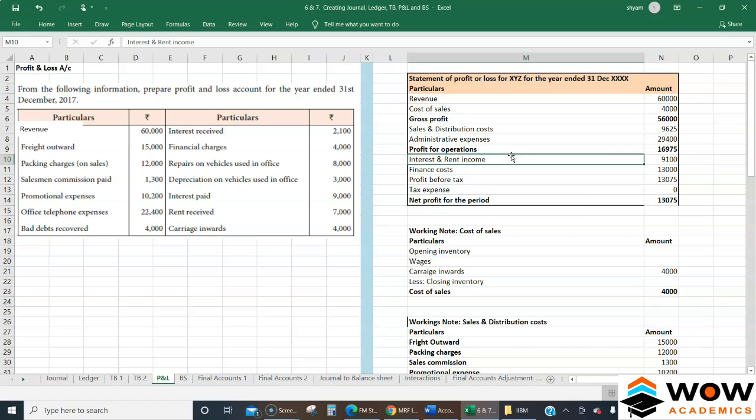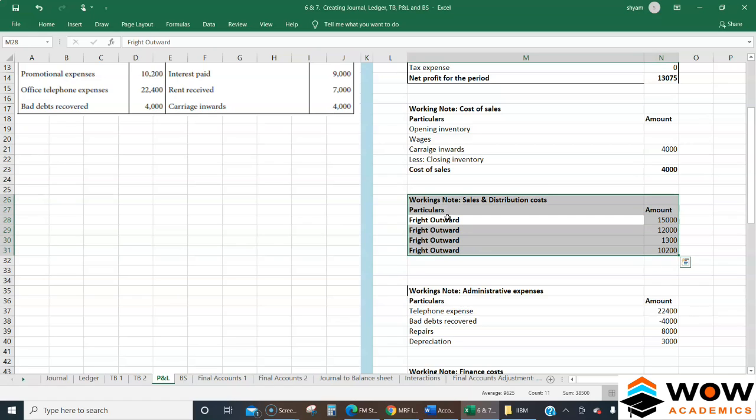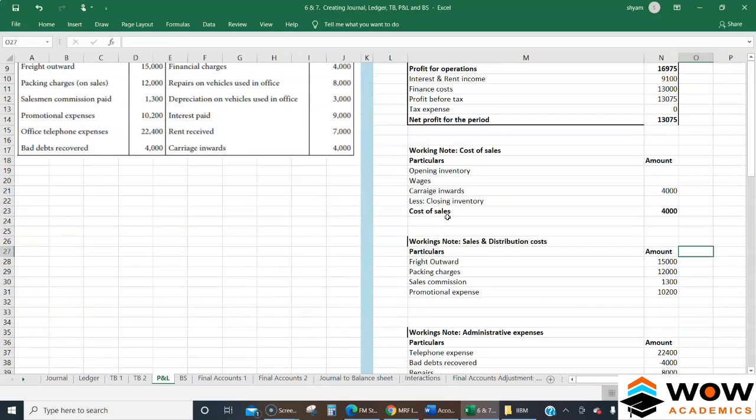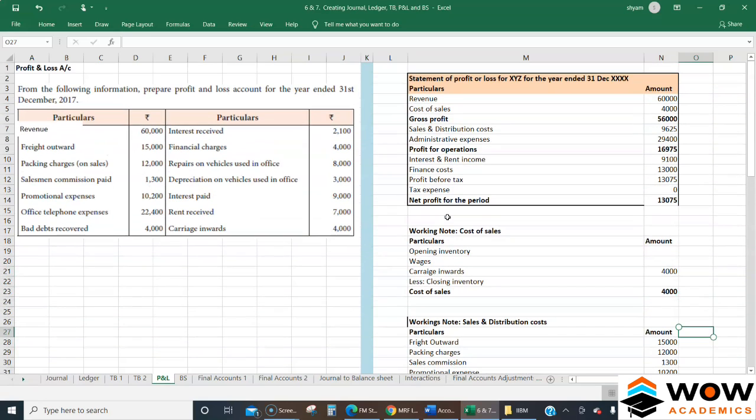Okay, so the IFRS format for statement of profit or loss is quite different from the normal debit credit P&L account. Because in debit credit P&L account we usually show all these expenses on the debit side and the credit side. That's what we usually do. But here we do all the working notes below, for all kinds of expenses, and we show only the heading expenses here.